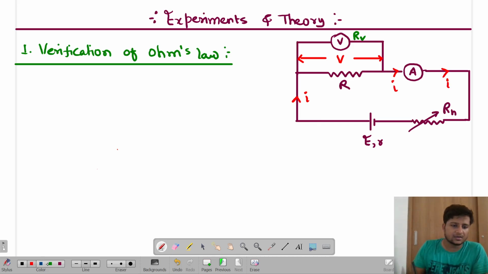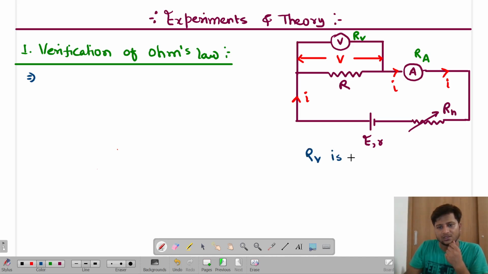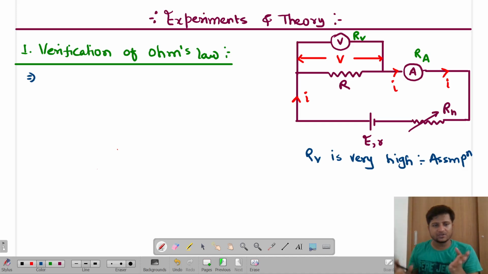Now in reality, the voltmeter has some resistance, and similarly my ammeter also has some resistance. Are you able to get me or not? Now, we are making an assumption, very simple and crucial: that this RV, the resistance of the voltmeter, is very high. This is my assumption. Are you able to get me or not? Now, I have assumed that RV is very high.